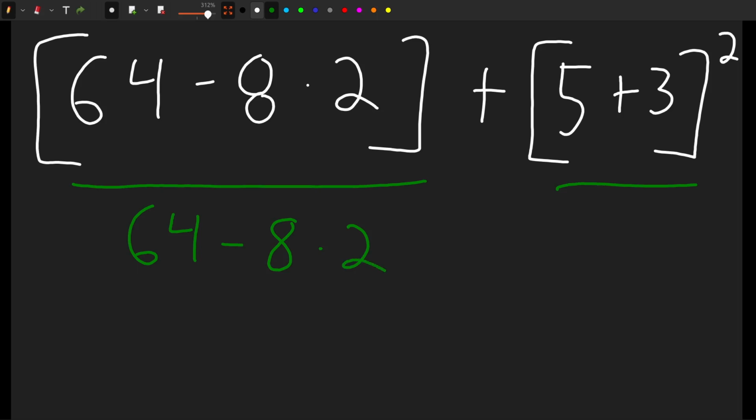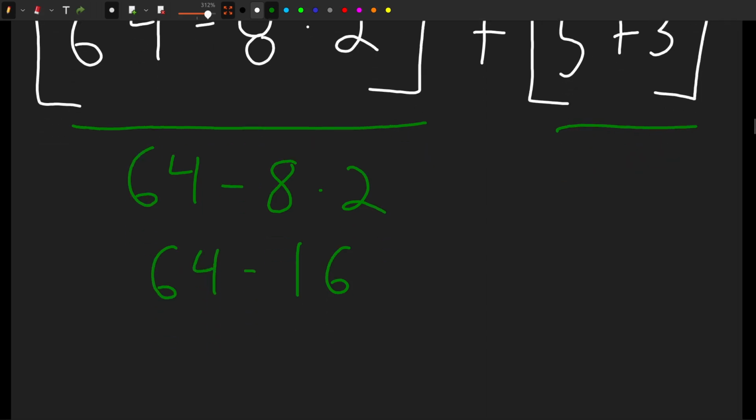Well, in this case, we look and we see we don't have any exponents. We do have multiplication with 8 times 2. And then we have subtraction. So we have to do the multiplication first. So 8 times 2 in this case is 16. And so now we're going to have 64 minus 16. And we're going to be left with 48. Okay.